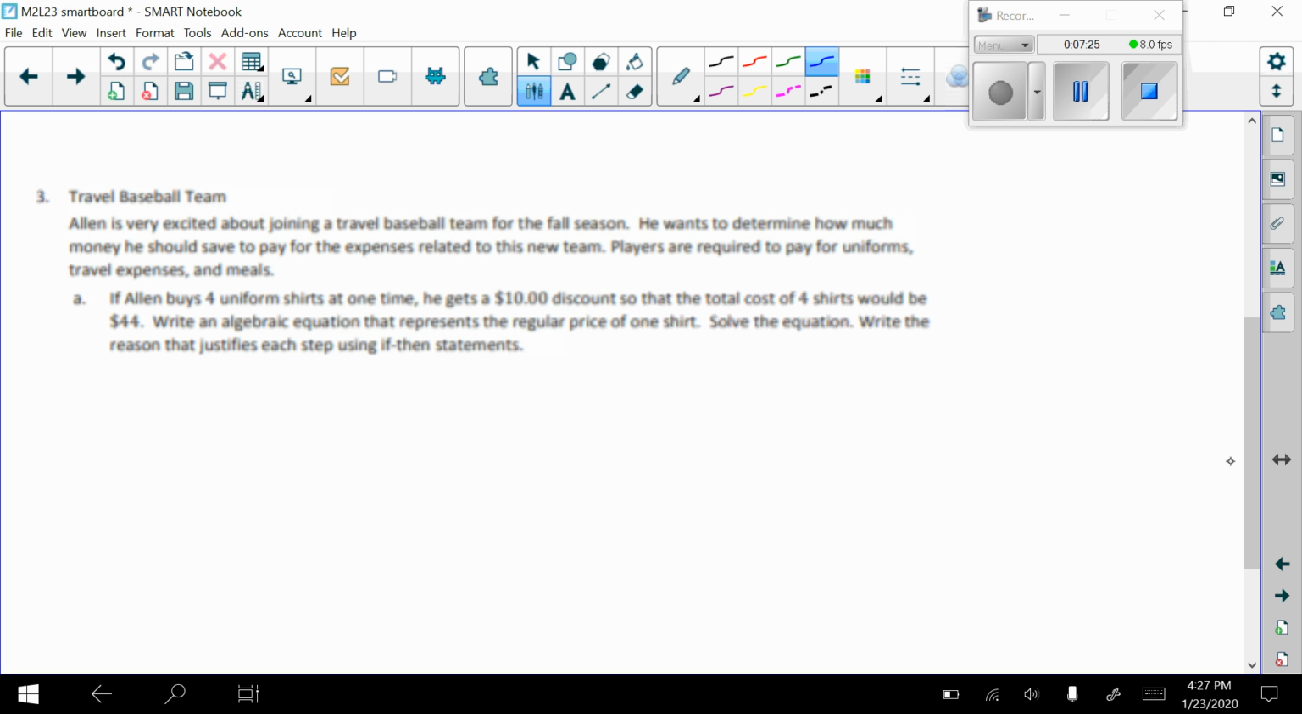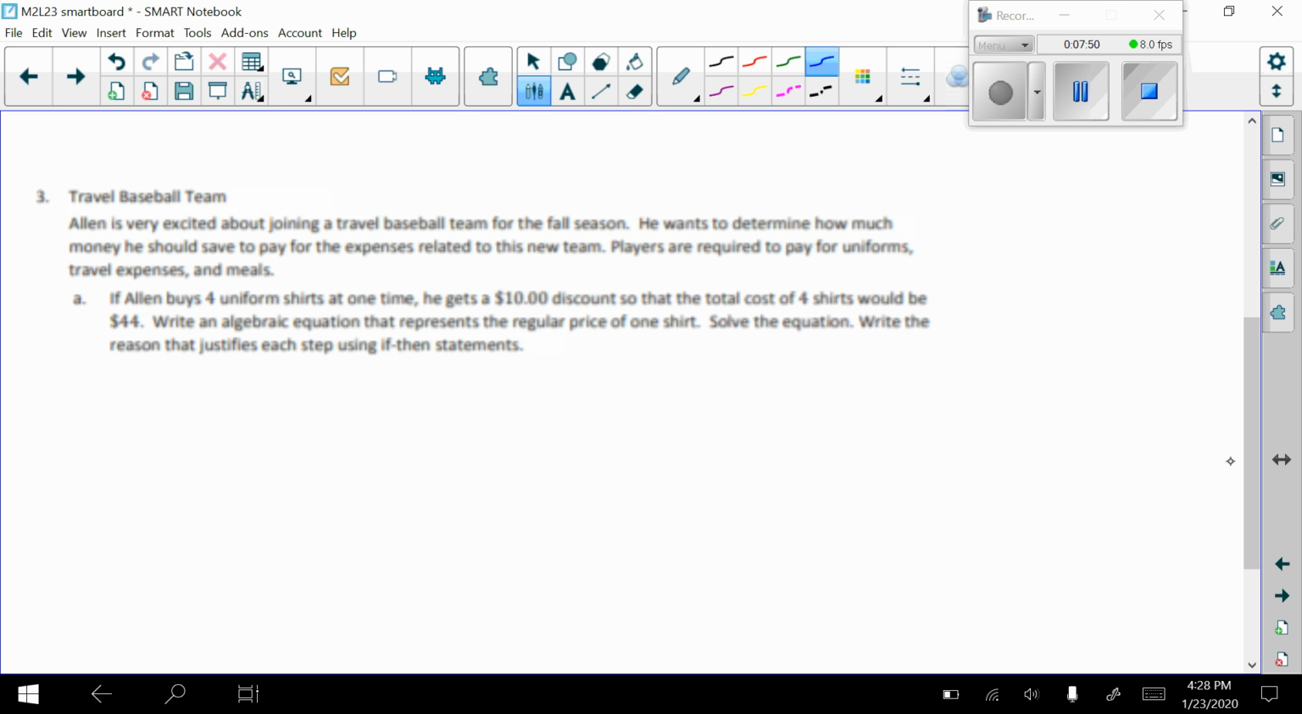Alan is very excited about joining a travel baseball team for the fall season. He wants to determine how much money he should save for the expenses related to this new team. Players are required to pay for uniforms, travel expenses, and meals. If Alan buys 4 uniform shirts at one time, he gets a $10 discount so that the total cost of 4 shirts would be $44.